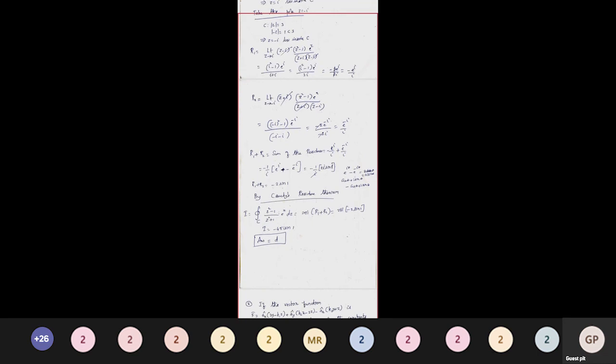Find the sum of the residues R1 plus R2, which is given by minus e power i by i plus e power minus i by i. Now we can take the common factor outside and remove the negative sign outside. So we have minus 1 by i, minus e power i becomes plus e power i, plus e power minus i becomes minus e power minus i. Now we know that e power i theta minus e power minus i theta is nothing but 2i sin theta.